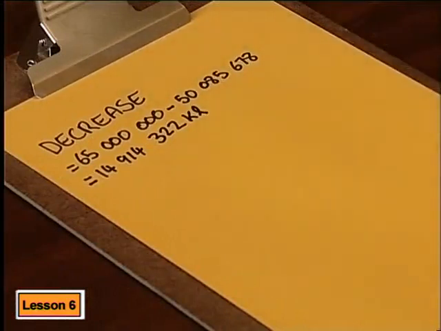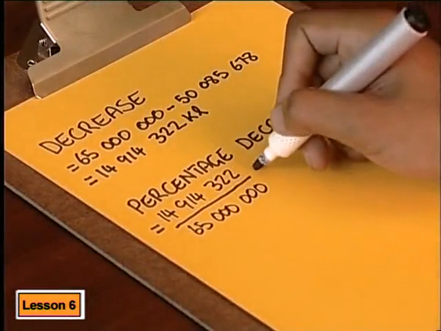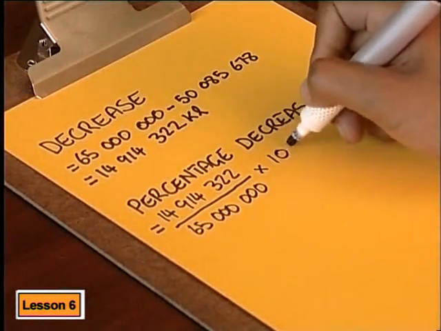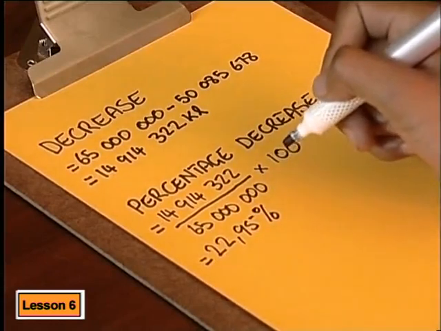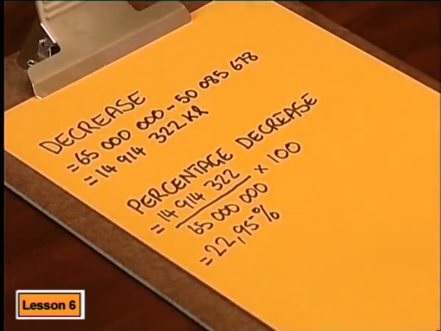That's 14,914,322. So, for the percentage decrease, I put that over 65 million and times by 100. I get 22.95%. I reckon this dam is in desperate need of some torrential rain. Well done, Vusi. What you found is the annual effective rate of decrease. The dam has lost just over 20% of its water in a year.